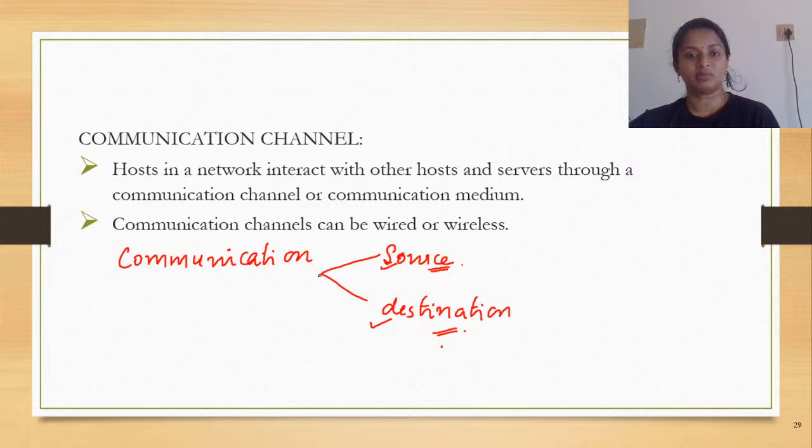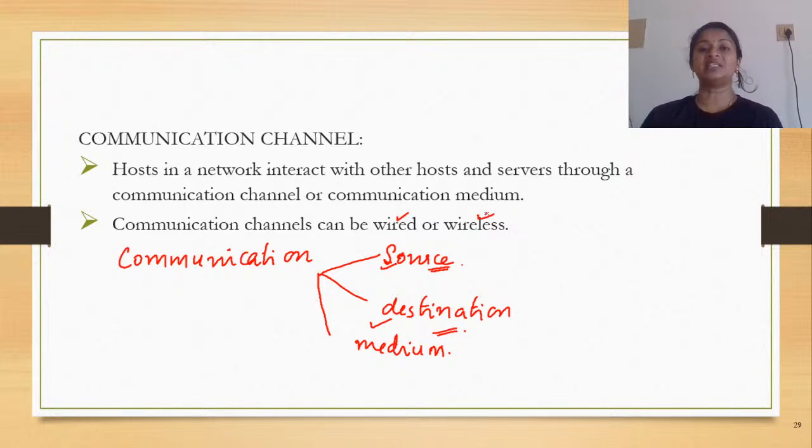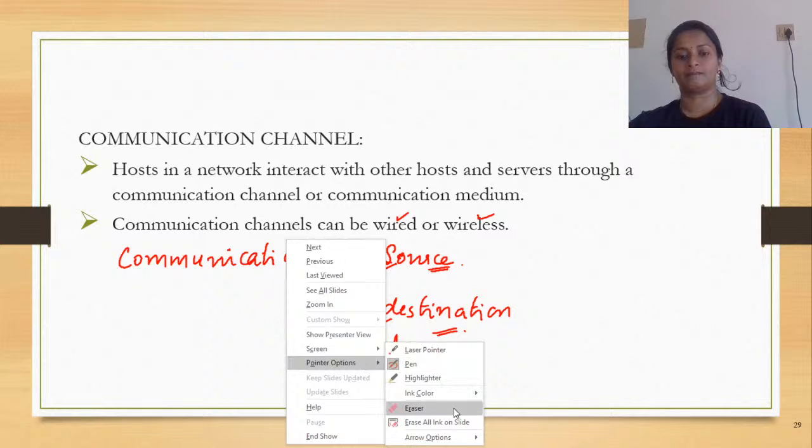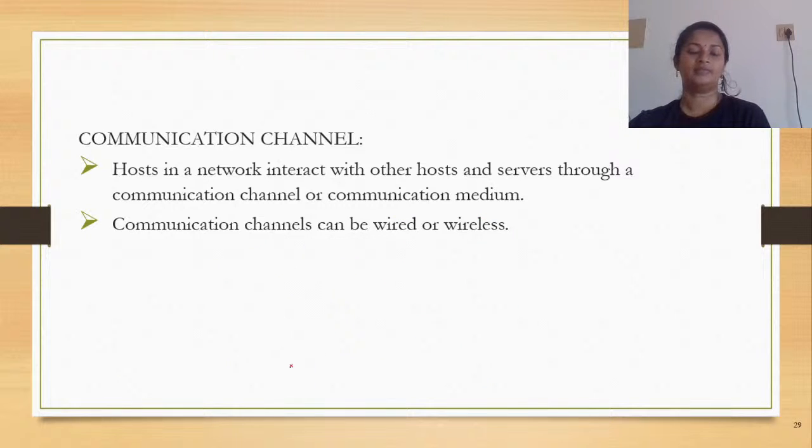So, whenever you're talking about communication, it is not just the source and destination that are the participating entities. We also need to talk about the communication medium that they are going to use. The channels can be either wired or wireless. Wireless, in that case, will be using air as the medium, and some technology wherein you communicate with the device. Fine. So these are the things with respect to the communication channel.